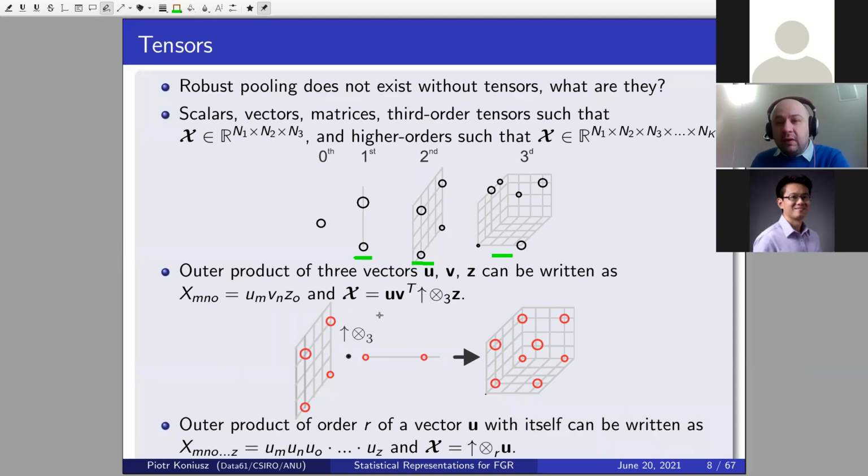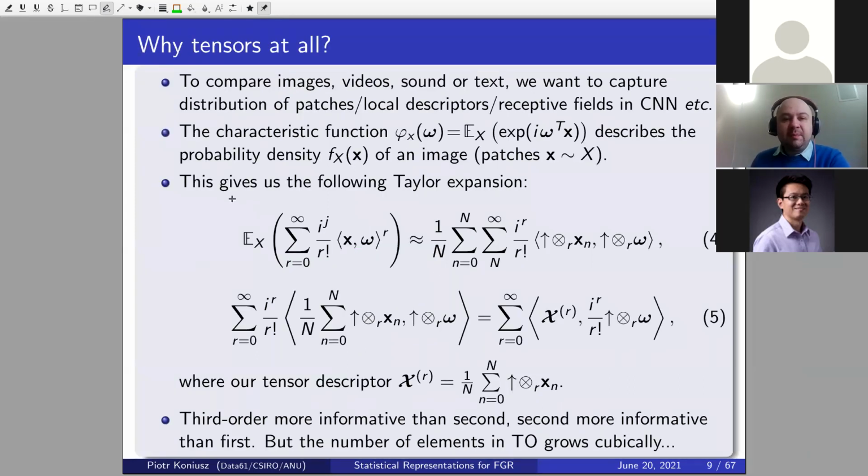So for third order, just to give you an intuitive example, if we have 3 vectors, we want to obtain the outer product to form a third order tensor. Imagine that we simply take the outer product of u with v, we vectorize it, then we take its outer product with z, and then we reshape the output matrix back into the tensor. And this is as simple as that. The reason why I'm talking about it is because those tensors emerge from characteristic functions.